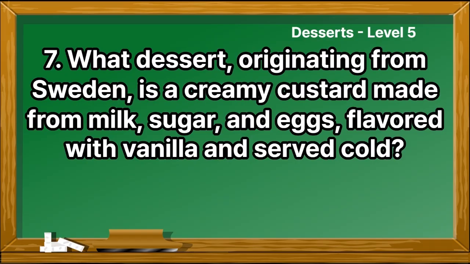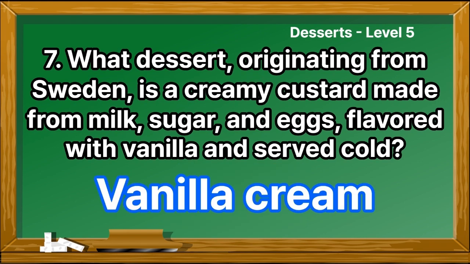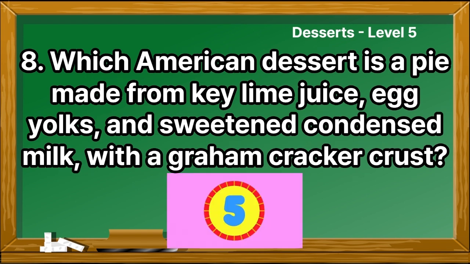What dessert, originating from Sweden, is a creamy custard made from milk, sugar, and eggs, flavored with vanilla and served cold. Vanilla cream. Which American dessert is a pie made from key lime juice, egg yolks, and sweetened condensed milk, with a graham cracker crust? Key lime pie.